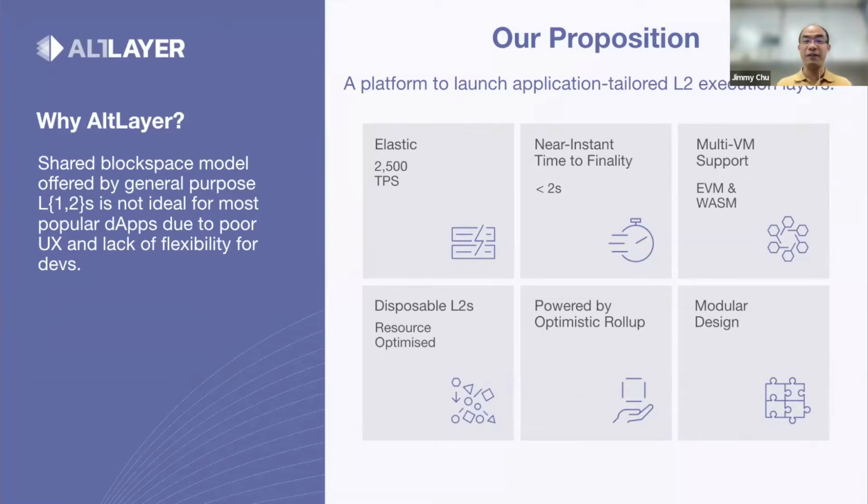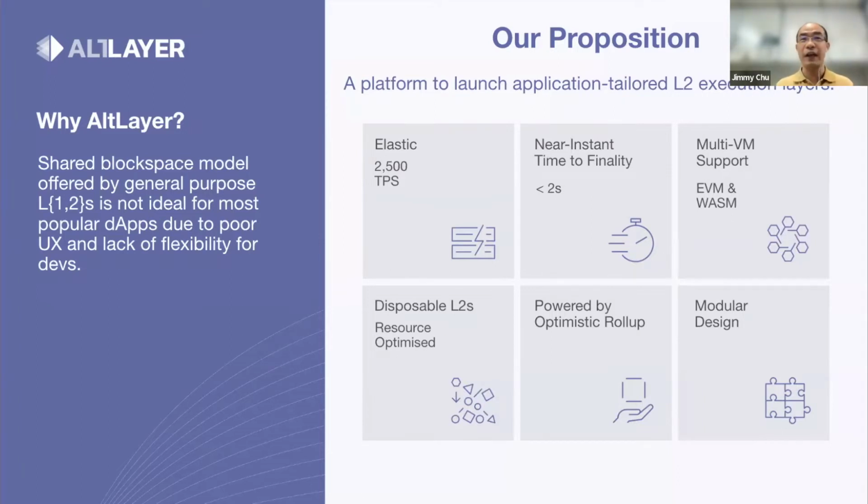The fourth one is what we have been mentioning: it is disposable, so that it can optimize your resources. Disposable means that when you foresee that the traffic will spike up, for example when you are running a round of an NFT mint campaign or a round of blockchain games, you can foresee that the traffic will be very heavy during that period. So you can launch your applications on ALtLayer. Then once it is done, you can roll up all the states from the L2 back to your chosen L1.